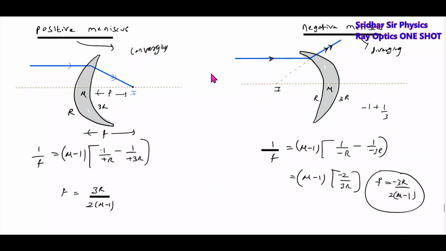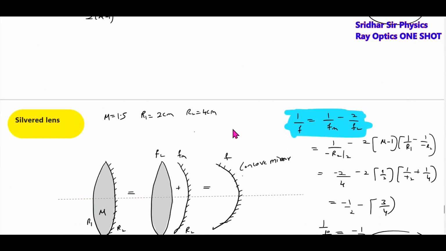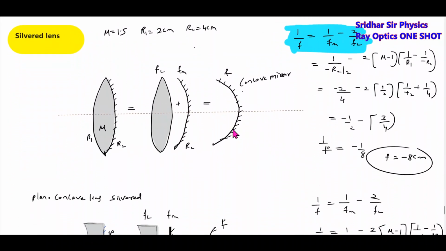Focal length positive means converging. Focal length negative means diverging. Next we'll take the silvered lens. There is a concave convex lens with the curved surface silvered. The radius of curvatures are r1, r2. We have the values also here, we'll take help of this.